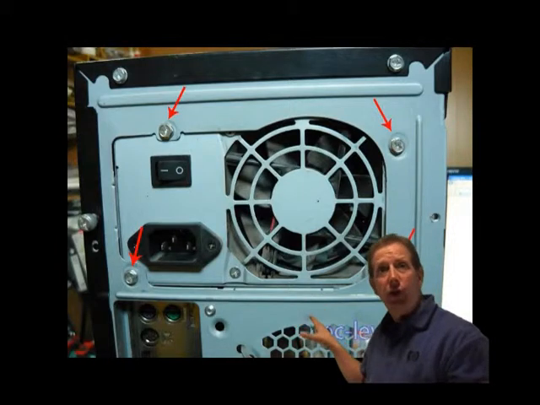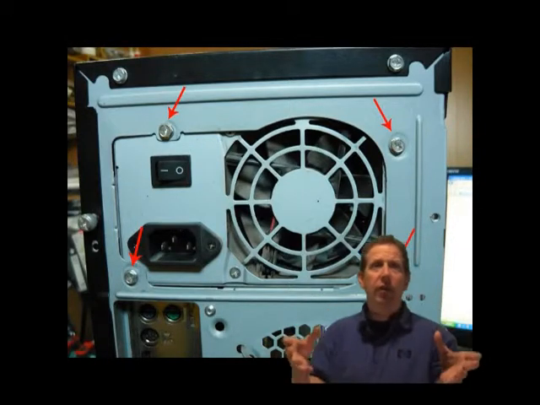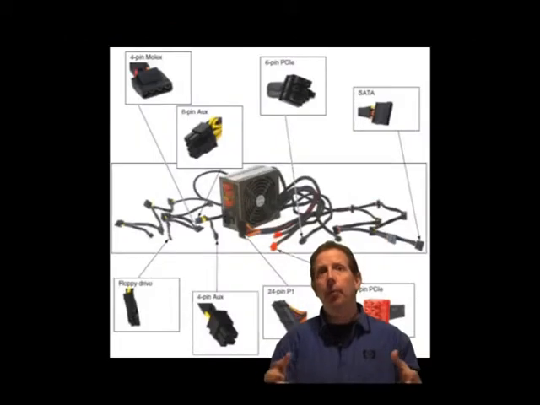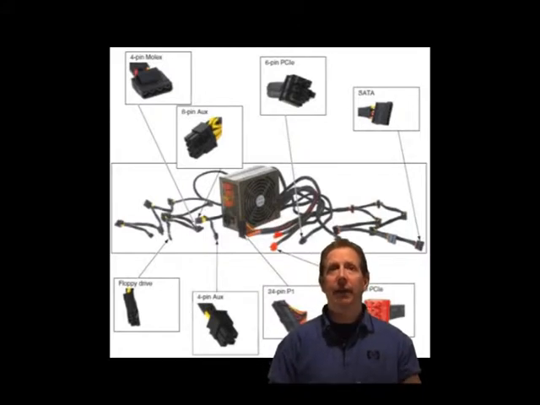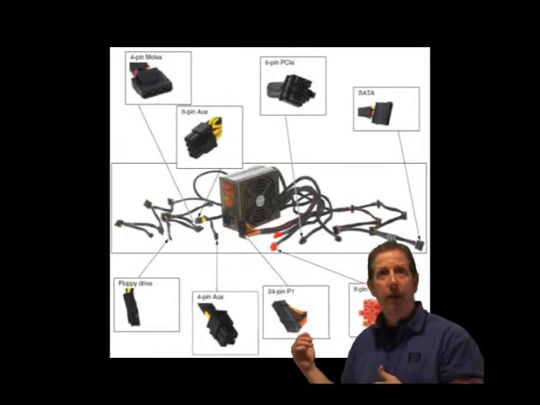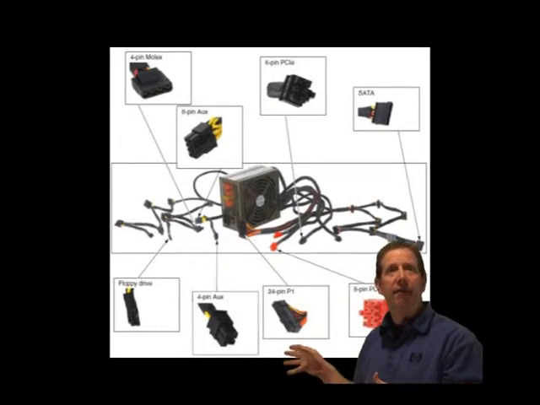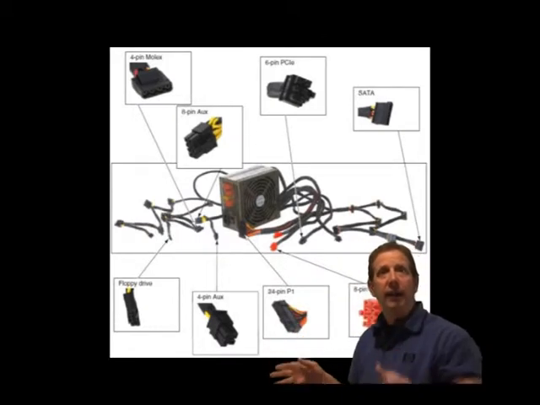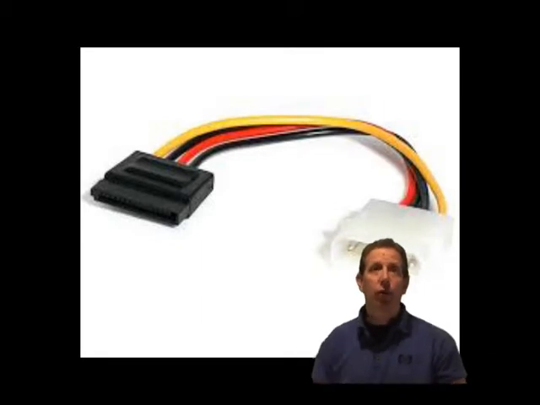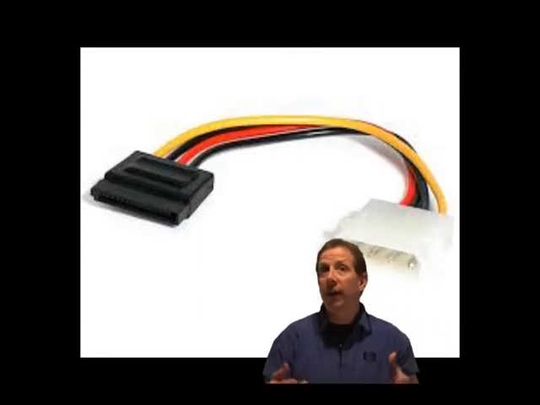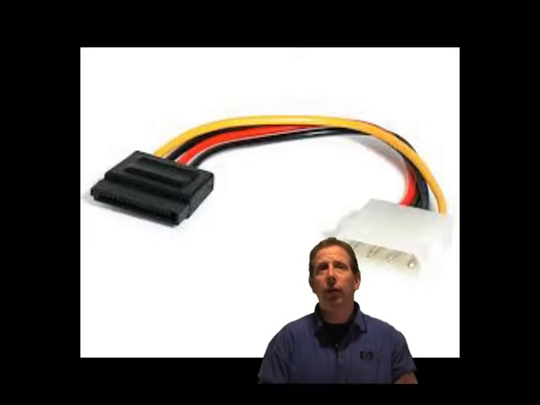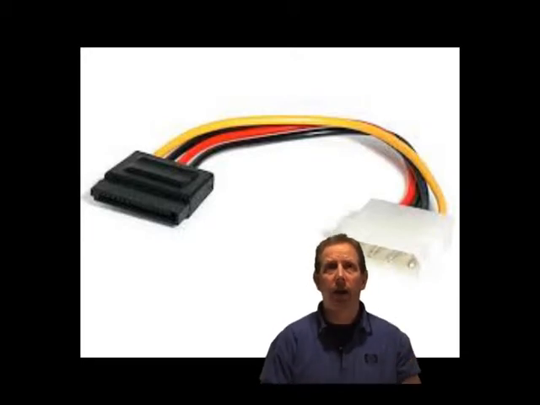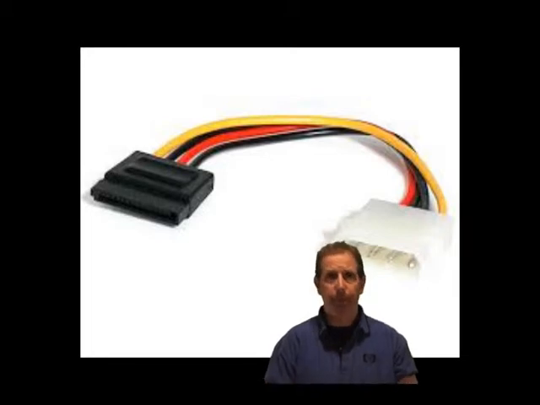Now, in feature 2, we consider the type and number of power cables and connectors the unit provides. Connector types are shown in the table behind me. If a power supply doesn't have the connector you need, it's likely that you can use an adapter to convert one connector to another. To find an adapter, just search for a site on the web, like cables2go.com. They sell computer parts and cables.